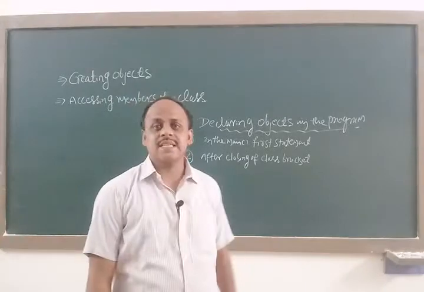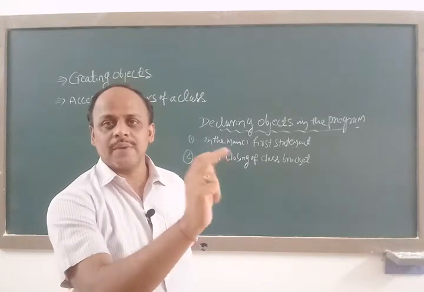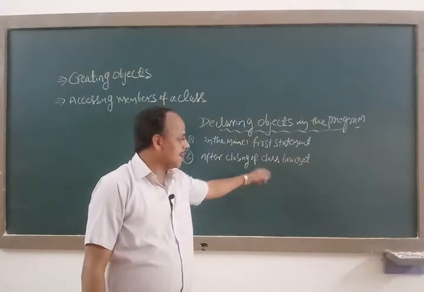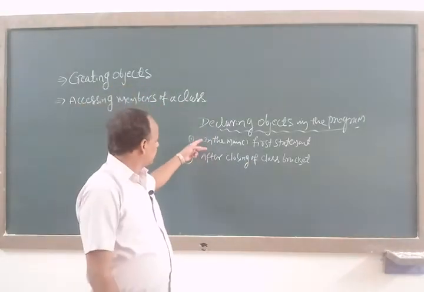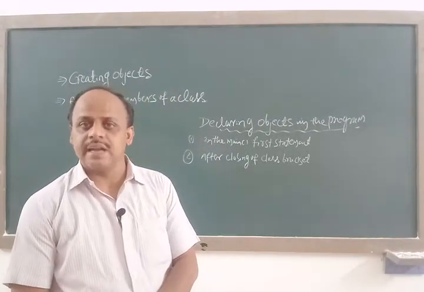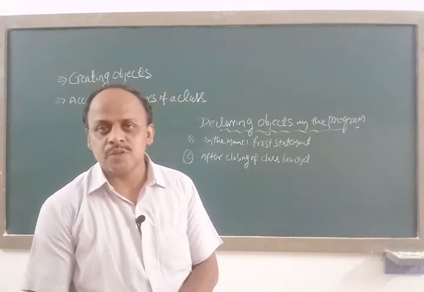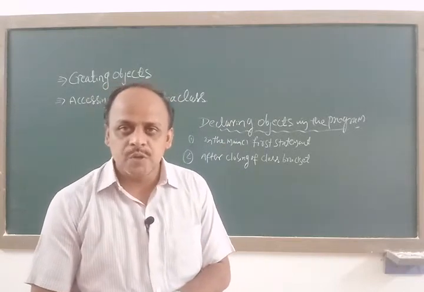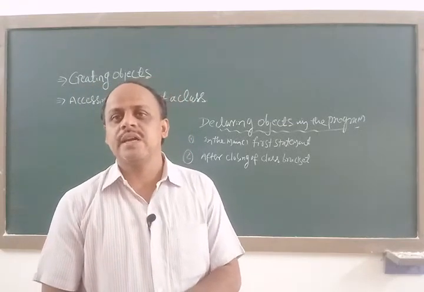After closing of class bracket, means a class is ended with a closing curly bracket followed by a semicolon, right? So objects can also be declared after closing of the class bracket. Before the semicolon we have to declare objects. These are the two ways where we can declare objects of the class. Object is a very important topic concerned with object oriented programming, because with the help of object only it is possible to access data members as well as member functions of a class, right?